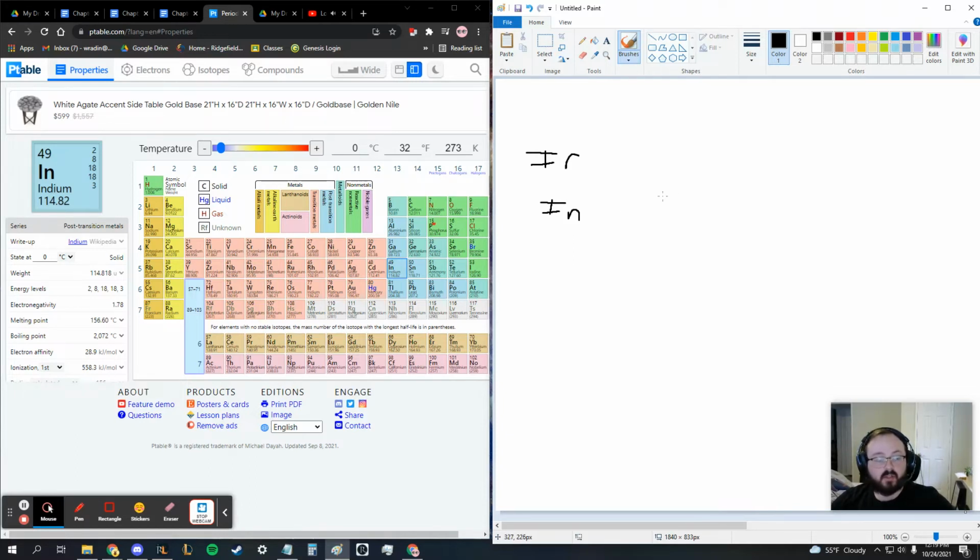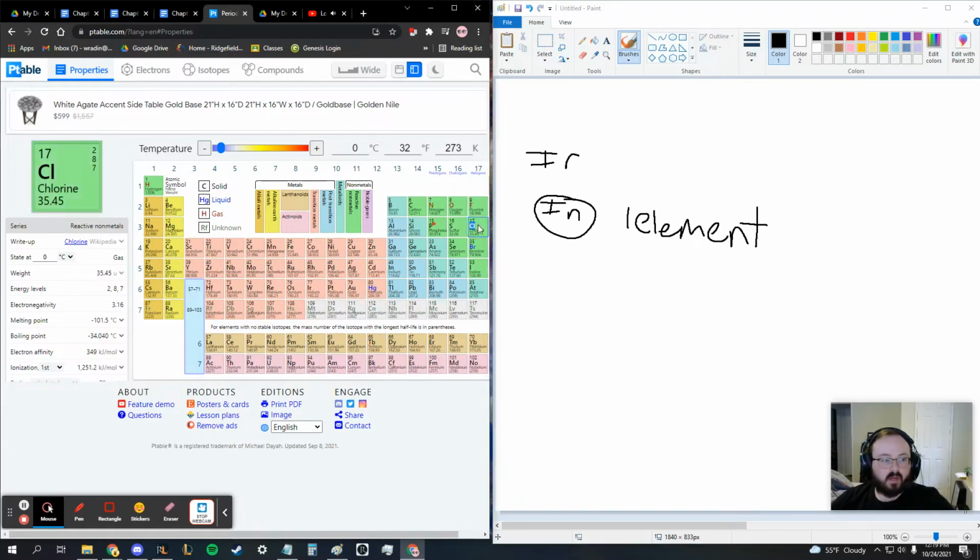Now, the first letter is always capitalized. So I'm making the point to really draw this out as a capital I. The second letter is always lowercase. So this is one element. When I go something like chlorine, this is a Cl. I'm going to draw it like that. This is not Ci. These are not the same. This is chlorine.